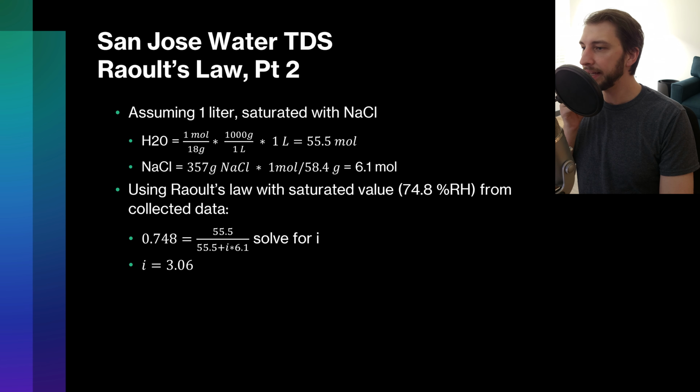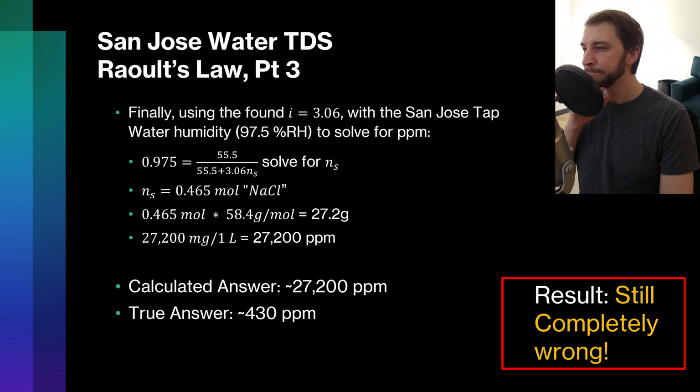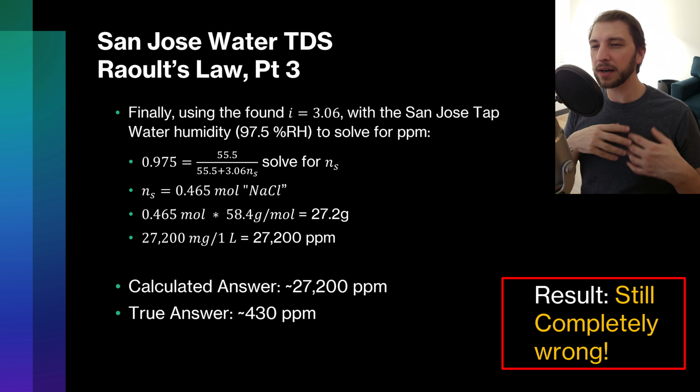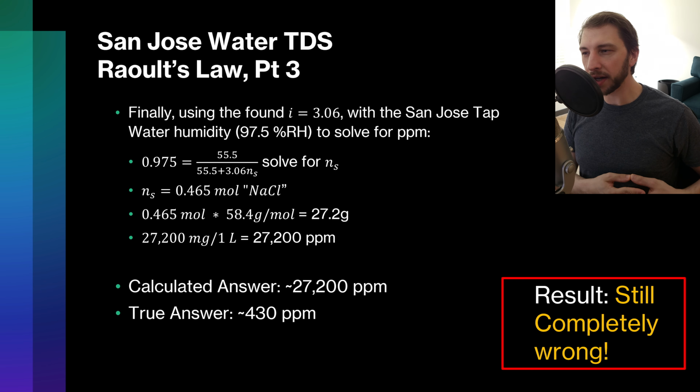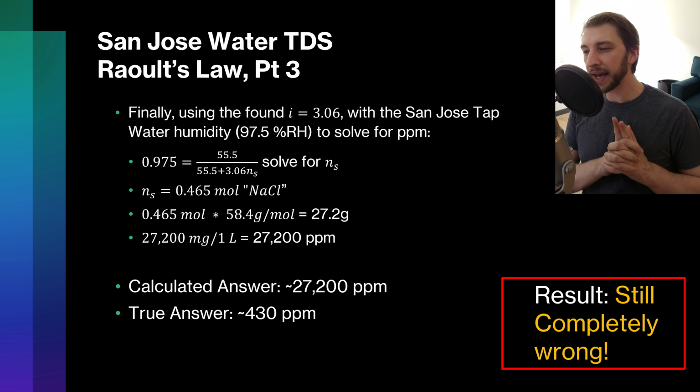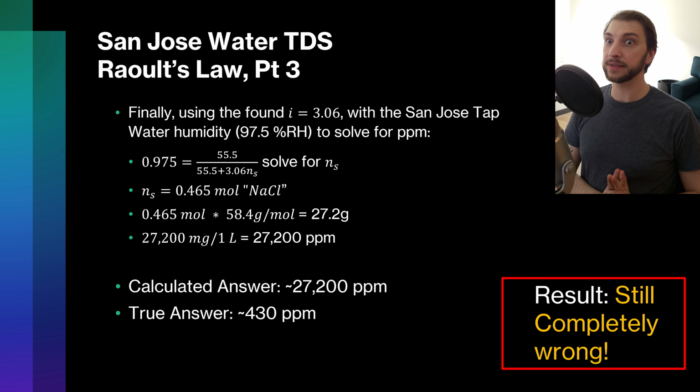See what happens. If we do the math, first we calculate the i value that incorporates all of our error in it. So we say it's 3.06. Then we plug in our San Jose tap water with its percent relative humidity to calculate the parts per million. And that gives us 27,200. So it's even more off.